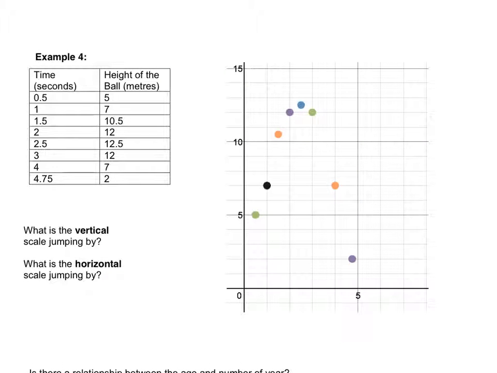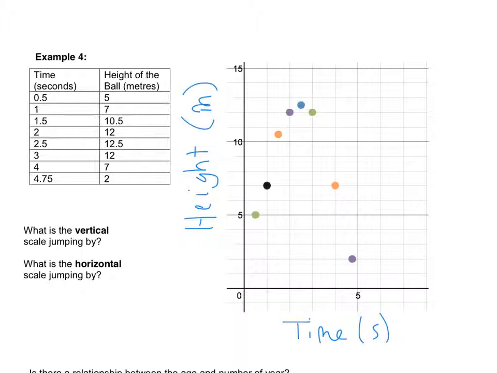And in example 4, we are given time and the height of a ball in meters. So a ball is thrown, usually a ball is thrown in the air and then it lands back on the ground. So here the x-axis is time, and in brackets I'm going to put S, which is the units, and on the y-axis it's height, and in brackets M for the units. So all the points are plotted.